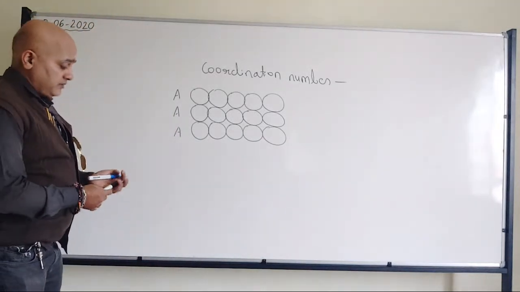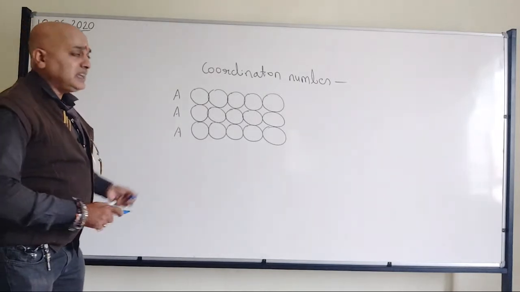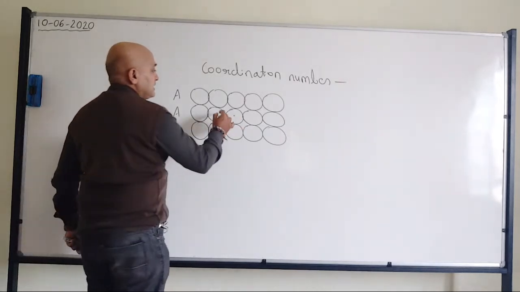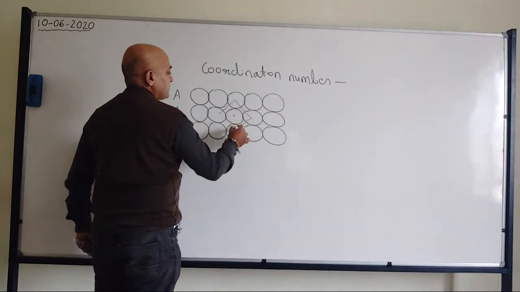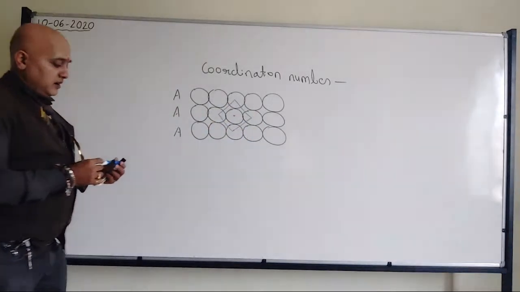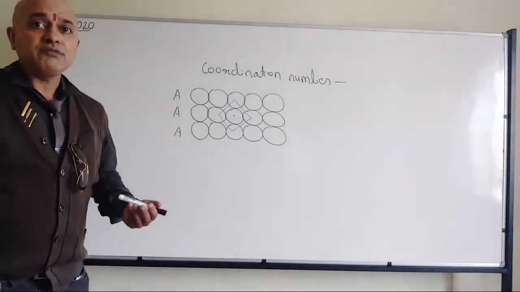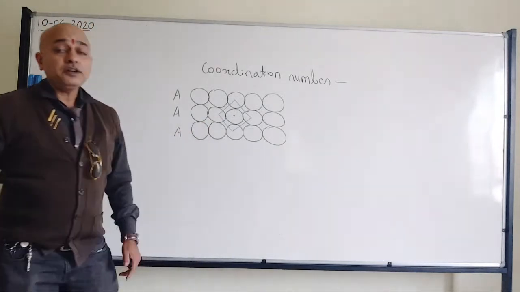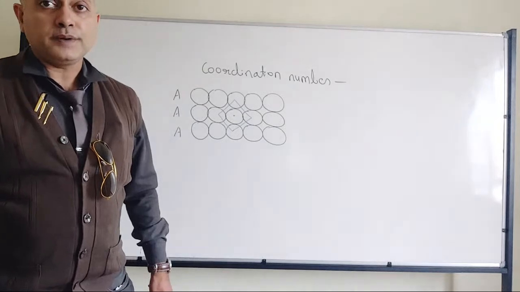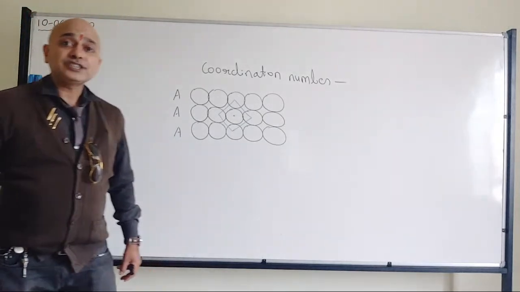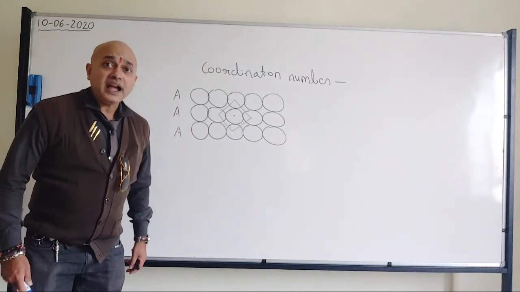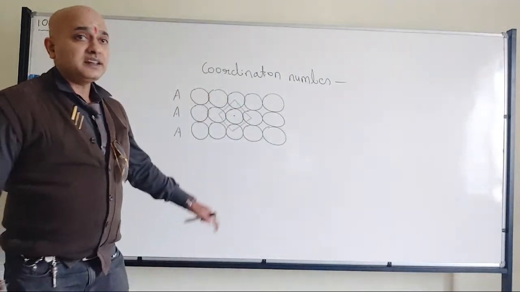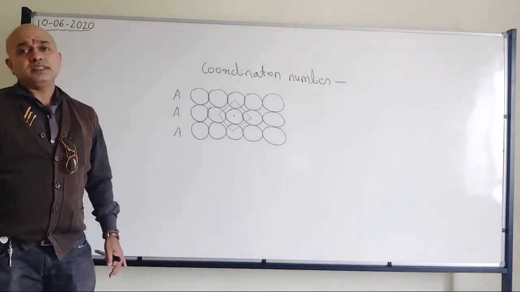Right? Now, if I take any one of the atoms as my interested atom, it is surrounded by how many atoms, or it will be interacting with how many atoms? 4. So in this case I can tell that the coordination number is 4. So what do you mean by coordination number? It is the number of atoms with which an element will be interacting. That is nothing but the coordination number.